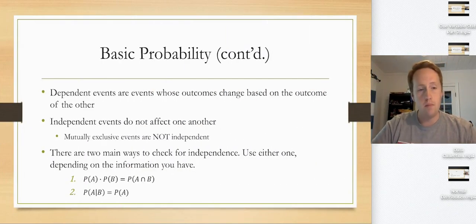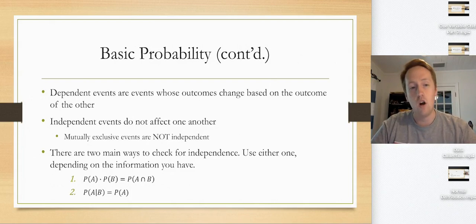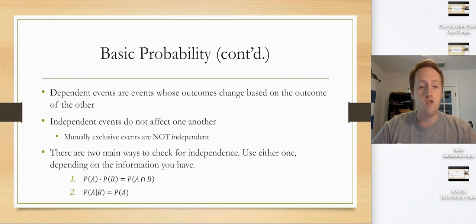Some more basic probability ideas. I know I'm kind of going fast, but dependent events are events whose outcomes change based on the outcome of the other. So if I draw a card out of a deck, say I draw the King of Hearts, there's one less king, one less heart in the deck, one less card in the deck. So the next card is dependent on the previous card. Independent events do not affect one another. So, I don't know, maybe raining in Spain versus whether or not I eat cheese tomorrow, right? Those probably aren't going to affect each other.